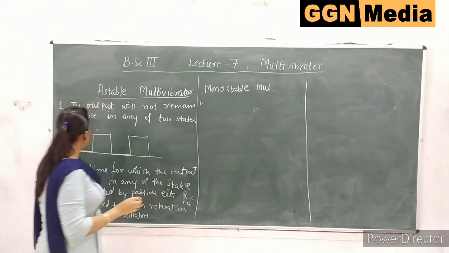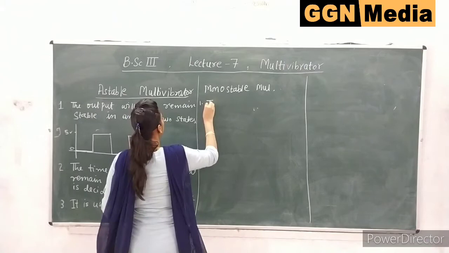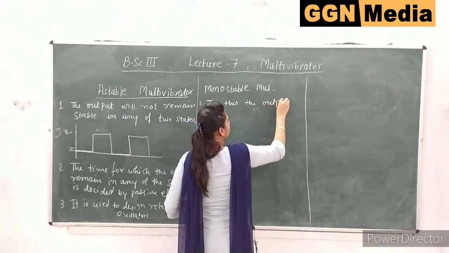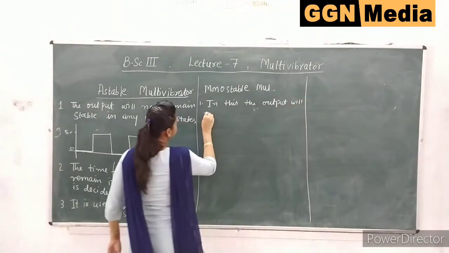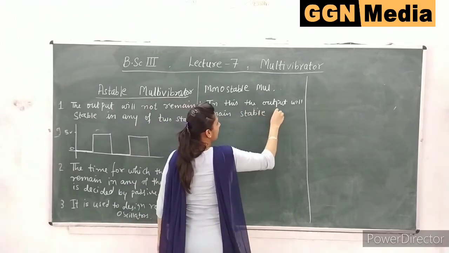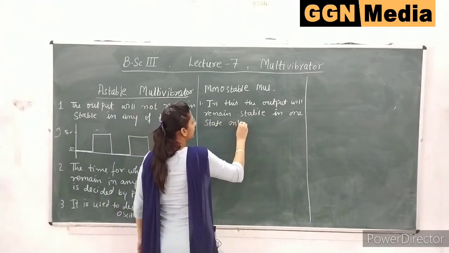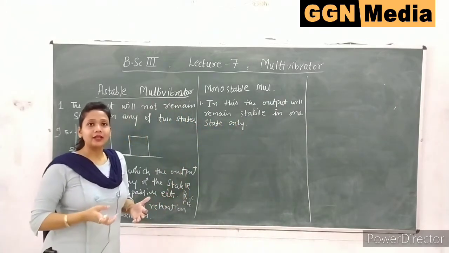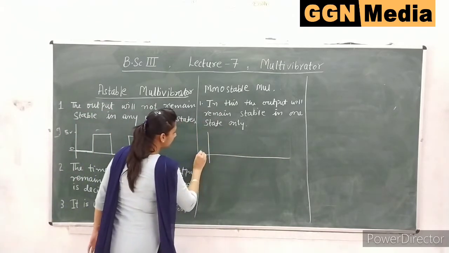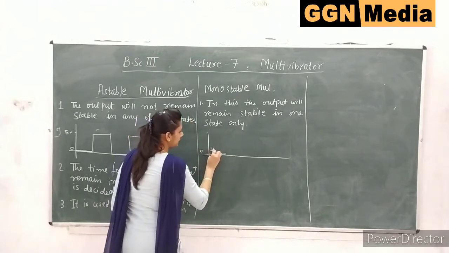So in first point we can write, in this the output will remain stable in one state only, and this state can be low state or high state. How can we proceed in this? Suppose this low state is our stable state. Clear?